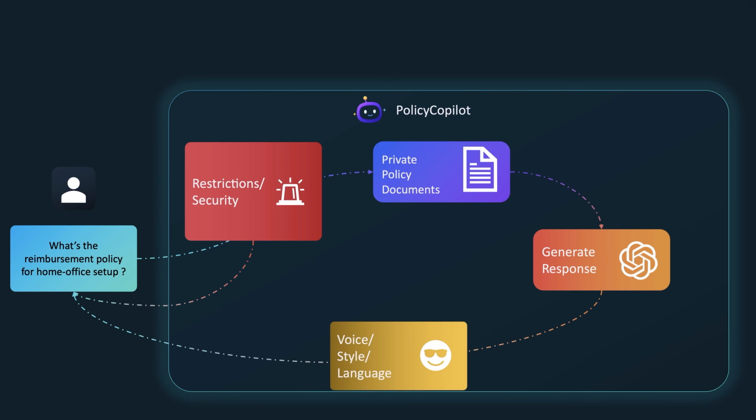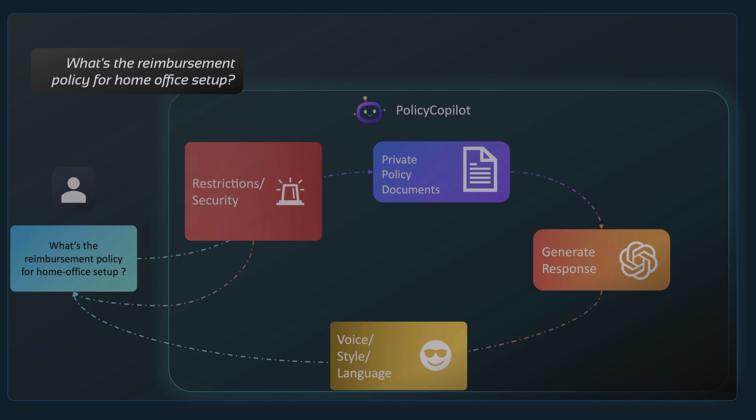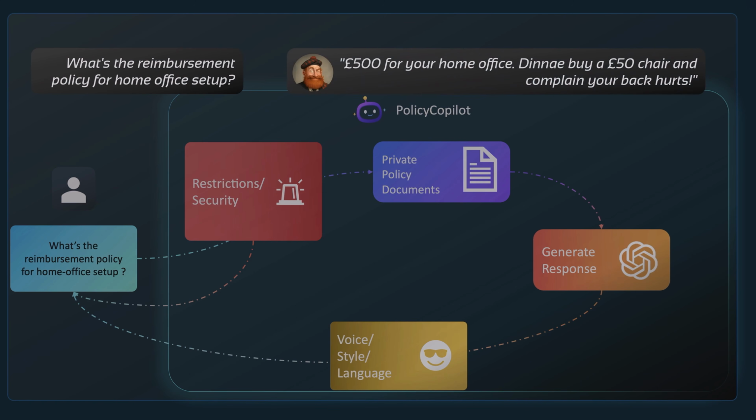So our CEO has this warm Scottish accent and a particular way of speaking that makes people feel a certain way. We want our policy copilot to sound just like that, authoritative and distinctly Scottish. So when the users ask what's the reimbursement policy for home office setup, it responds.